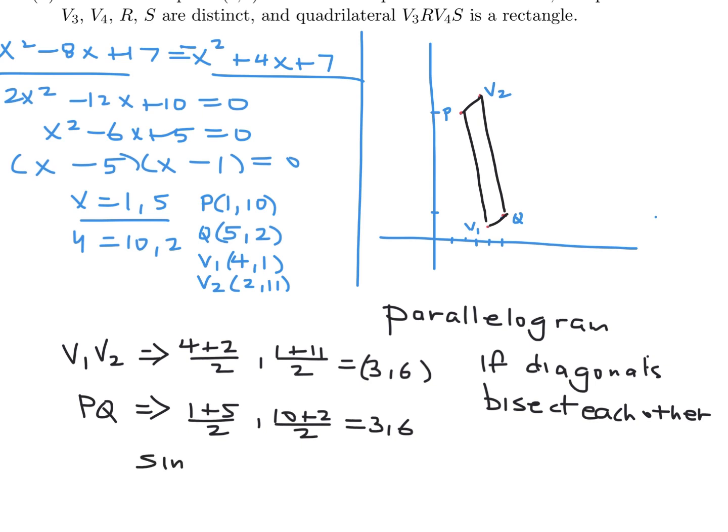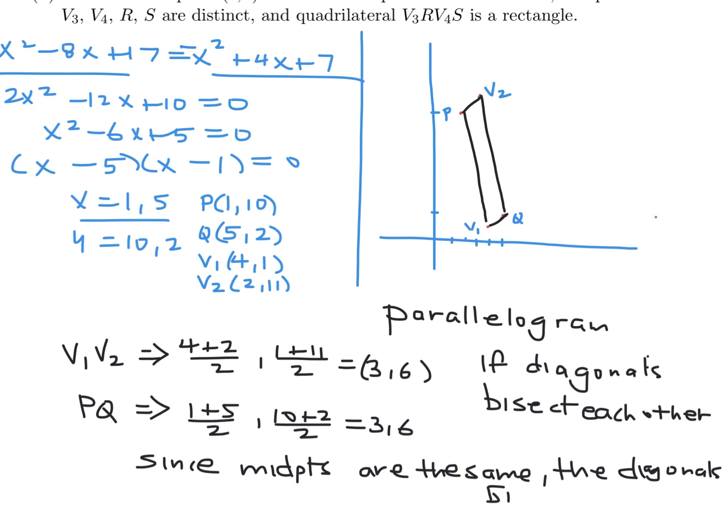So since the midpoints are the same, the diagonals bisect each other. And that pretty much completes that one.